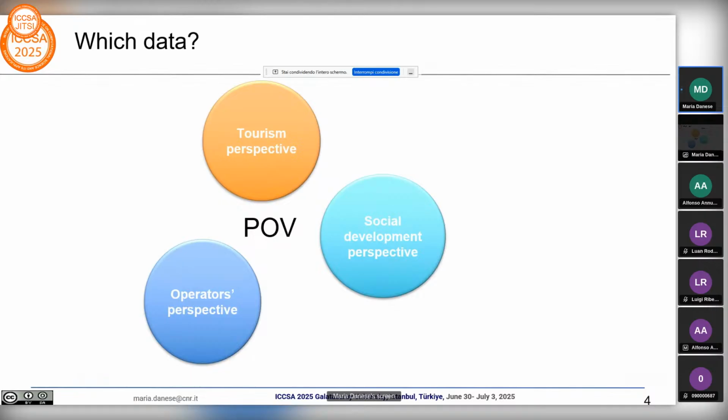The first is the tourist perspective. Here, the goal is to improve the tourist experience by using digital products and services like mobile apps, virtual tours, or smart guides. The second point of view is the operator's perspective, and this focuses on helping businesses in the tourism sector, and it includes things like creating digital services, digital products, using data to improve business decisions. And finally, the social development perspective. This one is more general and it looks at how digital tourism can help the development of a region or a community, for example, by bringing more visitors, creating jobs, or supporting local culture.